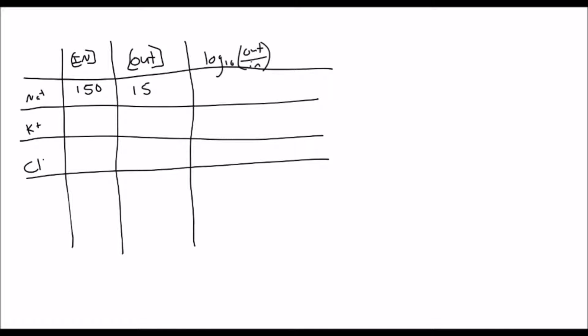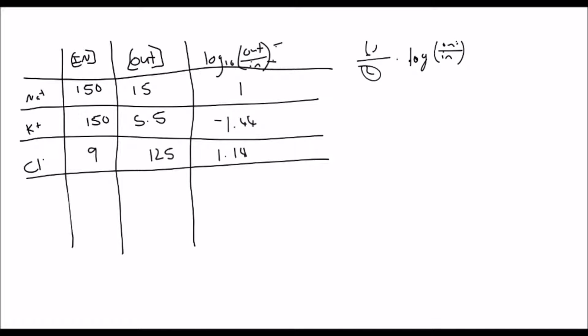Potassium, inside the cell, outside the cell is 5.5. Chloride ion. So now what is the log base 10 of the out over the in? So we'll start with sodium, and log base 10 is 1. So we're doing 150 over 15 is equal to 10. Log base 10 of 10 equals 1. Potassium and chloride. So this is the log base 10 of the outside concentration over the inside concentration. Now you remember this 60 divided by Z times the log.